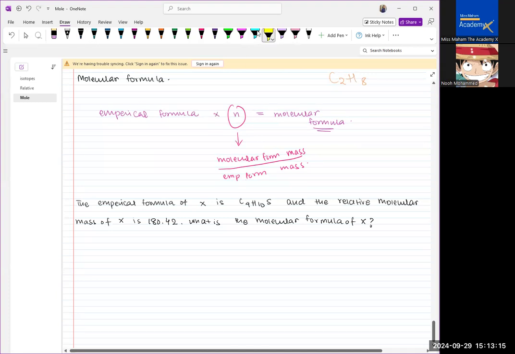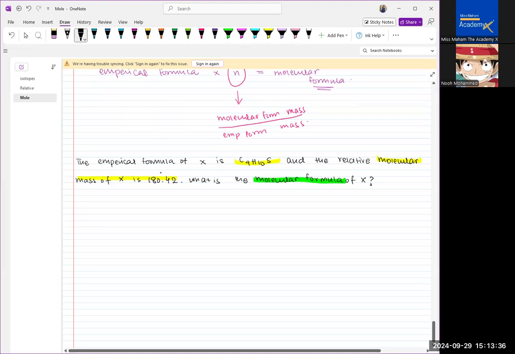In this question, let's extract the data. So we have the empirical formula that is C4H10S. We have the molecular mass that is 180.42, and they are asking us for the molecular formula of X. ठीक है? अब relative atomic masses क्या है? Carbon ka is 12, hydrogen ka is 1, sulfur is 32 or 32.07 to be very specific.